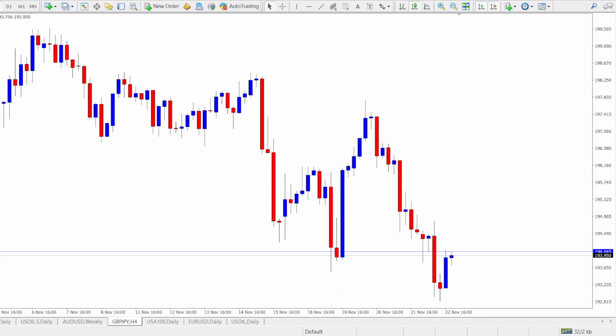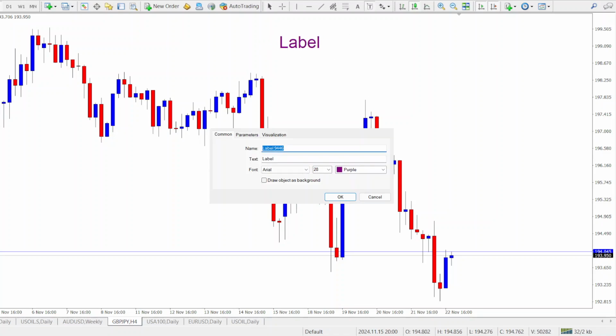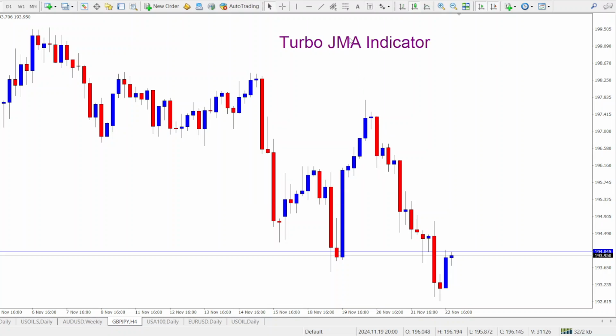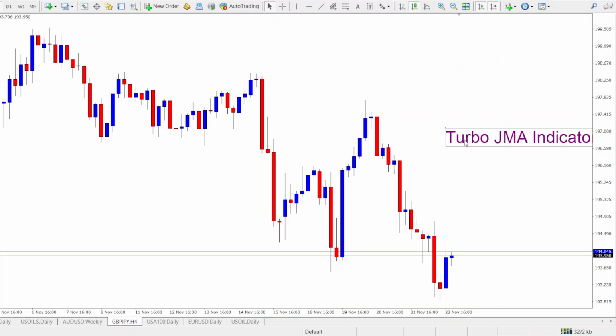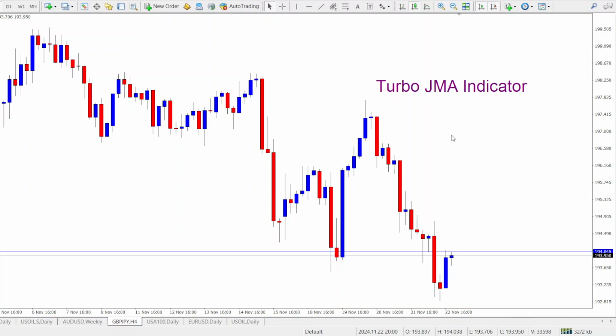Okay, in this particular video we are going to be discussing a custom indicator known as the Turbo JMA indicator. It's a custom indicator, so you need to download it from an external source. After you have done that, you have to add it to your indicators library before you will be able to use the indicator on your chart. So this is the indicator we're going to be discussing, the Turbo JMA indicator.